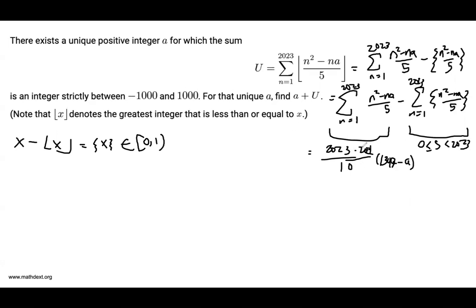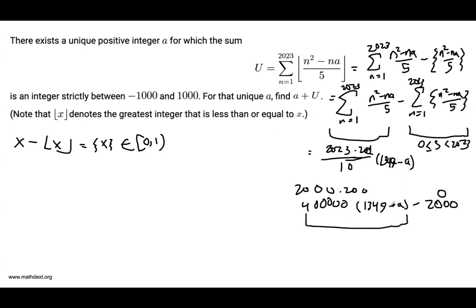Look at 2023 times 2024 over 10. That is going to be something like 2,000 times 200, which is a huge number. It is about 400,000 times (1,349 minus a). And then you're subtracting at most about 2,000, or subtracting 0 or whatever it is. But anyway, this is a humongous number because you're multiplying 400,000 by some integer that could be positive, negative, or 0. And then you're subtracting like 2,000, which seems like a pretty tiny number in comparison.